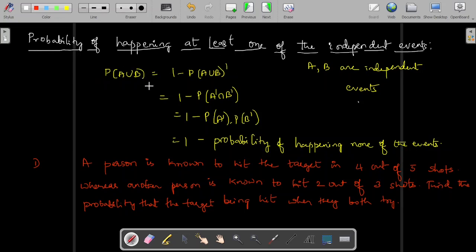So P of A union B is 1 minus P of (A union B) whole dash. This we already know. 1 minus P of A dash intersection B dash, that is by De Morgan's laws. So 1 minus P of A dash into P of B dash. We can split it like this because whenever A and B are independent events, A dash and B dash are also independent events. Therefore 1 minus, this is nothing but probability of happening none of the events. So probability of happening at least one of the independent events is equal to 1 minus probability of happening none of the events. This is the formula.